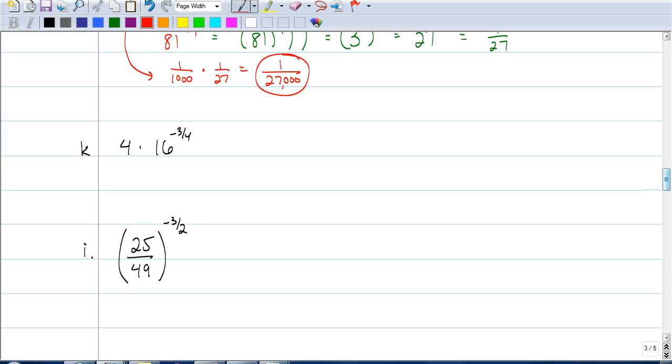A note about multiplying is we have to follow order of operations. Order of operations, remember, tells you to take care of exponents before multiplying. So I can't multiply 4 times 16 together. I'd be breaking that order of operations. So I have to first simplify this 16 to the negative 3/4. So break it apart into the root, the power, and then the negative. So the fourth root of 16 is 2, and then I have 2 cubed. Oops. I'm going to take that and then the negative.